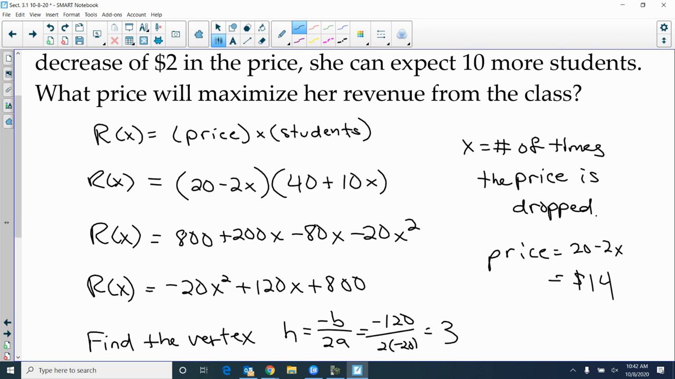Well, if it asks for the number of students, how many students is that? 70. What does the 980 represent? Profit. That's how much revenue you get. Okay, that's how much revenue. So you got to read that.